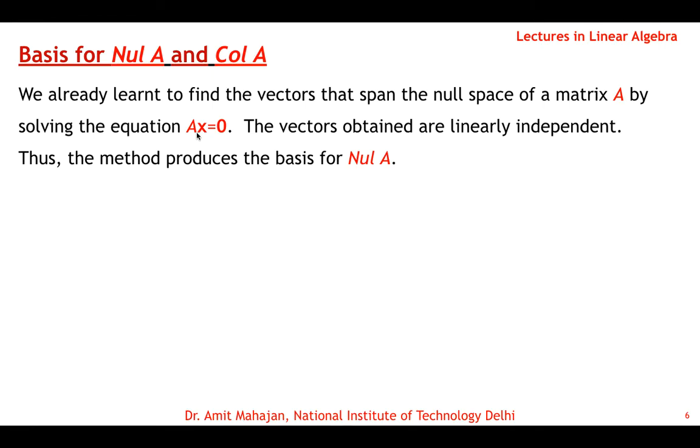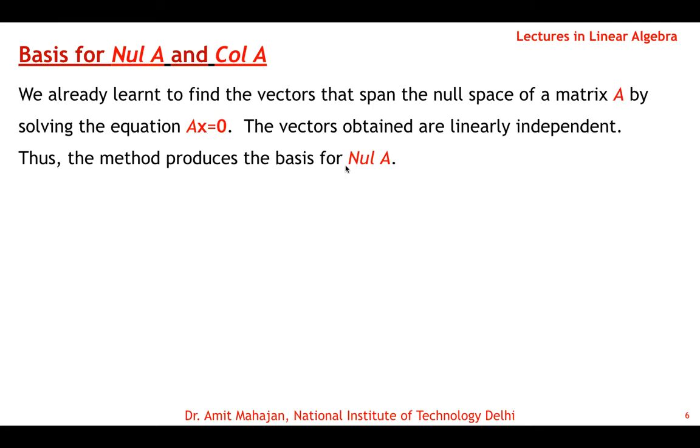And we have already seen that those vectors are linearly independent, and so this method of finding the solution x, by the method that we discussed in the previous lecture, automatically produces a basis for null space A. So we just need to solve the homogeneous equation Ax is equal to 0, find the x vector, and once you write the x vector as a linear combination of vectors, those vectors automatically form the basis for null space A.